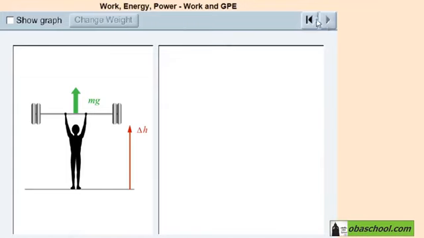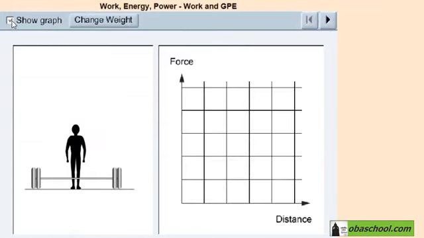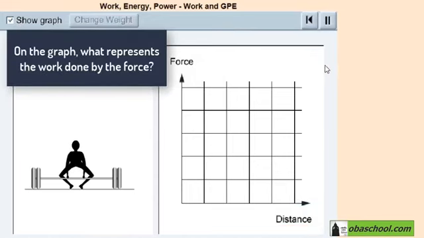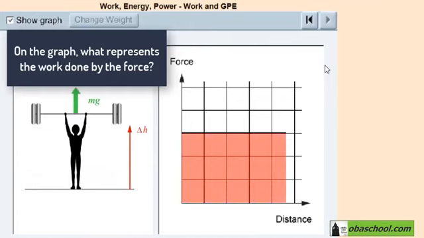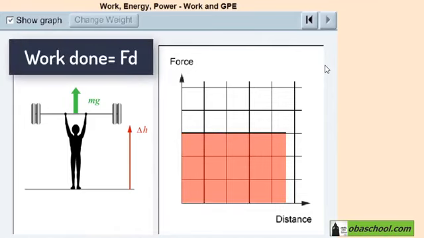Now we will show the graph to see how much work is done. This graph is representing a relation between force versus distance. Now, on the graph, what represents the work done by the force? It's the red shaded area, since the work done is equal to the force multiplied by the distance moved.